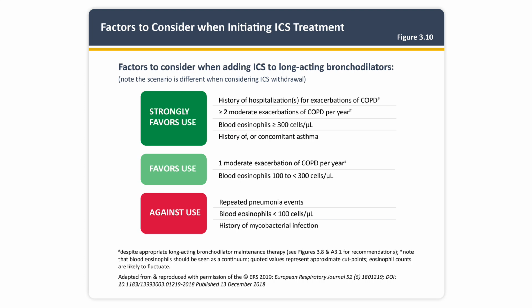There's also evidence from the trials in subgroup analyses that patients with an eosinophil count over 300 benefited more from inhaled corticosteroids. The guidelines call that out and say, hey, if your patient's eosinophil count is high, they probably would benefit. And then also, if you have a patient with a COPD asthma overlap syndrome, then they should be on inhaled corticosteroid. If the patient's having repeated pneumonia events, they have low eosinophil counts, or a history of mycobacterial infection, you should not use inhaled corticosteroids.